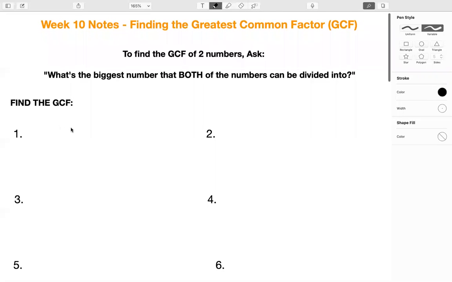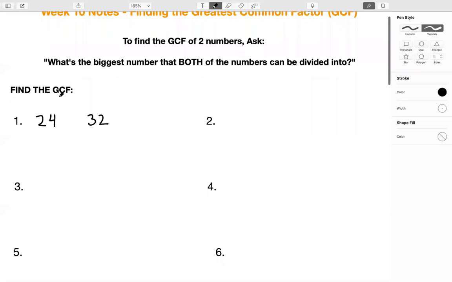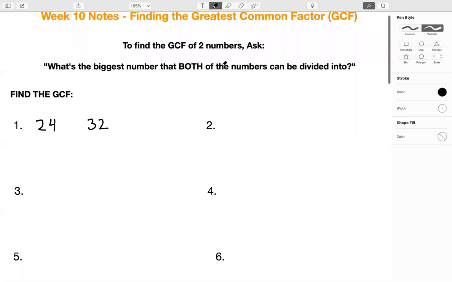Okay, so we can make more sense of that. Let's do some examples. Number one, I'll give you two numbers, 24 and 32. What's the biggest number that both of these numbers can be divided into or divided by? You may know the answer right away if you're good at your multiplication tables, but if you're not so good at your multiplication tables, I can show you another way to find it.